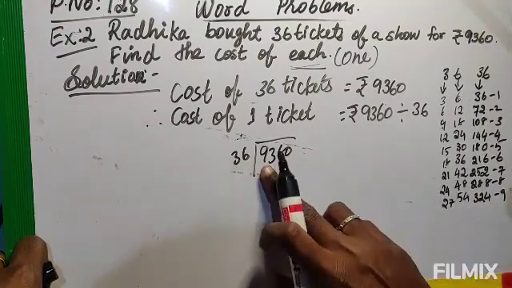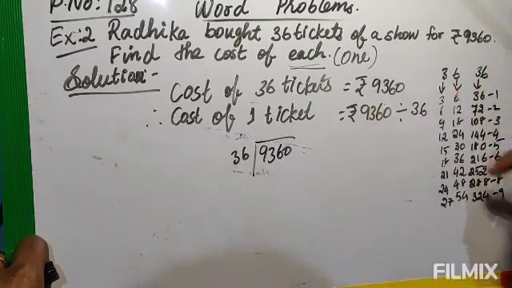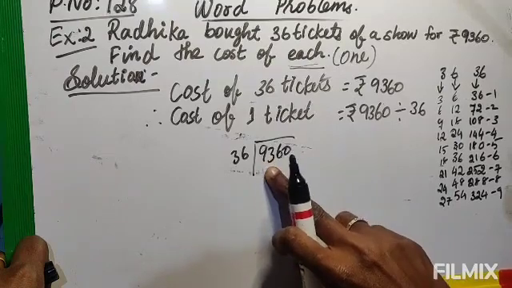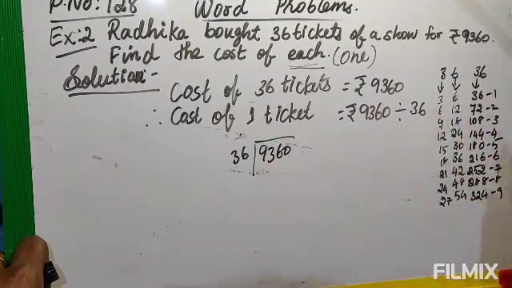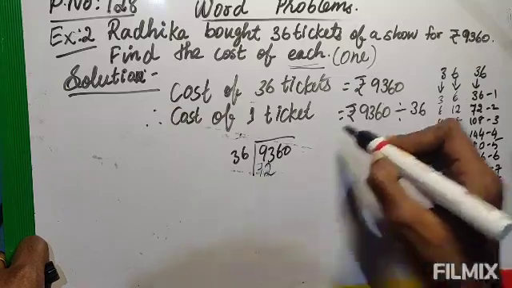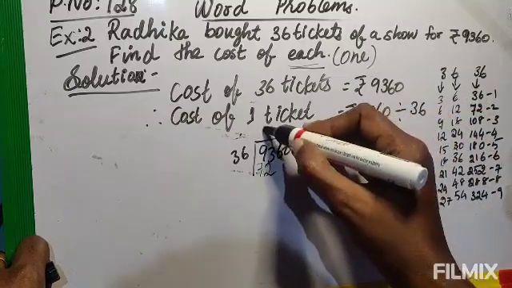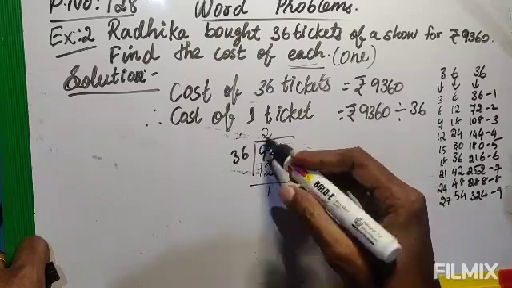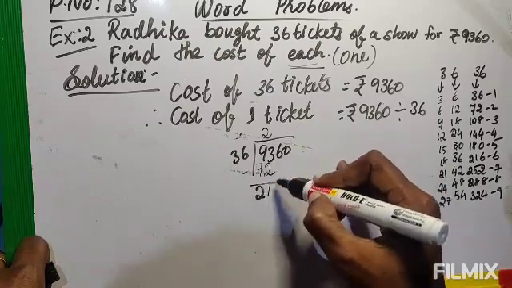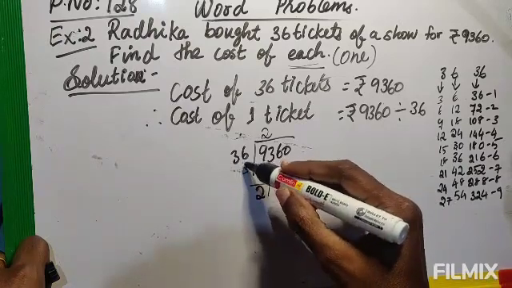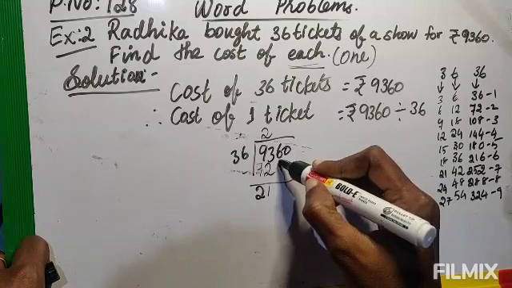So now let's divide. 9 is not there, smaller than 9 also not there, so we will go with the next number, 93. 93 is not here, smaller than 93, 72 is there. So let's write here 72. 72 is how many times? 2 times. So now we have to subtract. 3 minus 2, 1. 9 minus 7, 2. Okay, now your remainder is smaller than the divisor, so your division is correct.